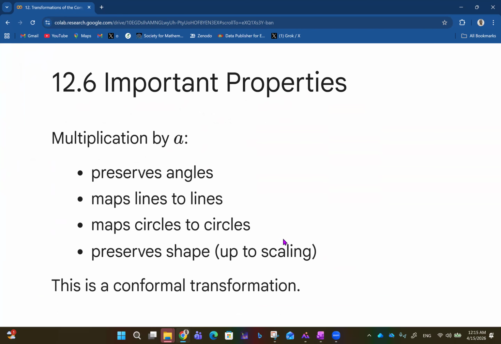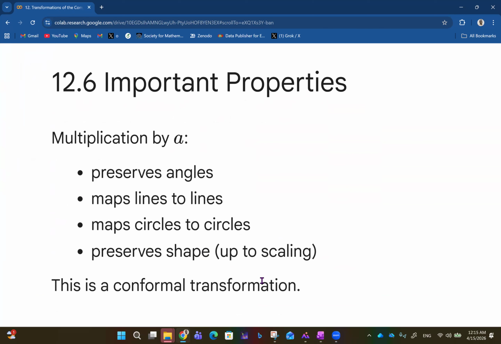And it preserves shape up to scaling, and this is a conformal transformation. You remember the other time when we looked at translation, right? We saw translation as a kind of rigid transformation, which is isometric in nature. But here we have conformal mapping, preserving angles, mapping line to line, mapping circle to circle, and all of that. And it's preserving shape. And that is why the shape is preserved, but of course, there might have been a rotation.